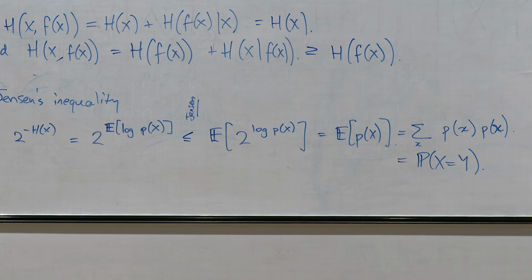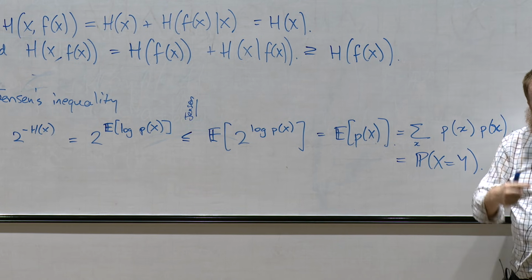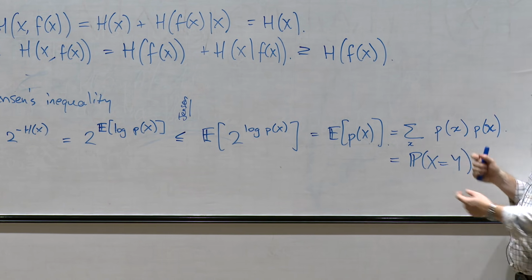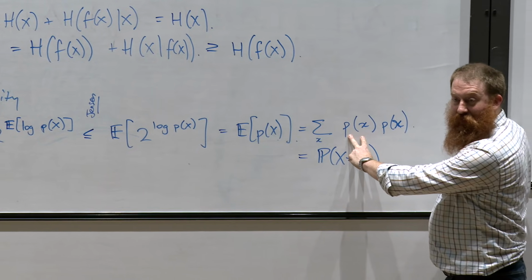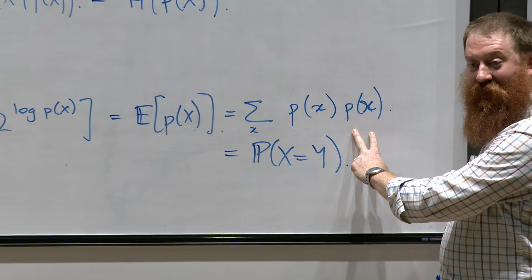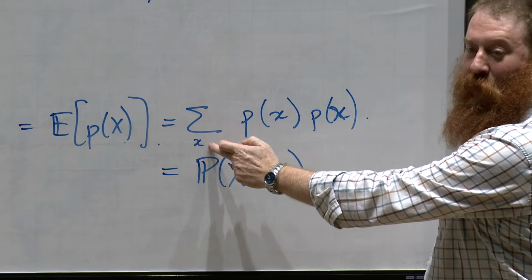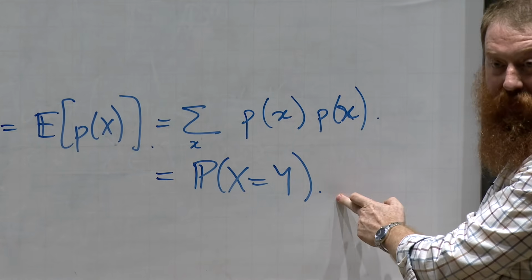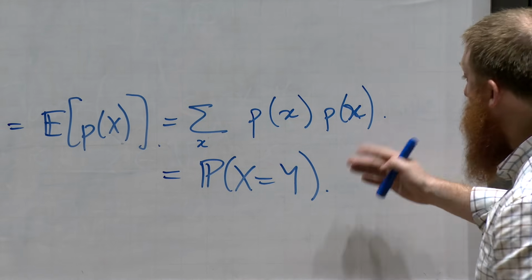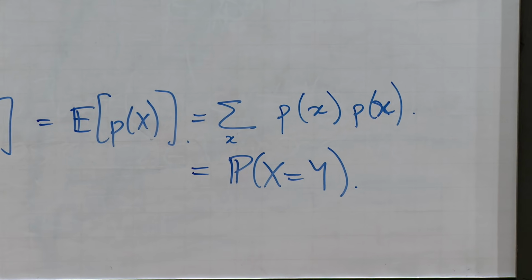So if they're IID, what's the chance that they are the same and the value little x? Well, here's the chance that x is the value little x. Here's the chance that y is the value little x. So this is the chance that they are both the value little x. I add this up over all possible outcomes, so I get the probability that they're the same. So I get this probability coming out.